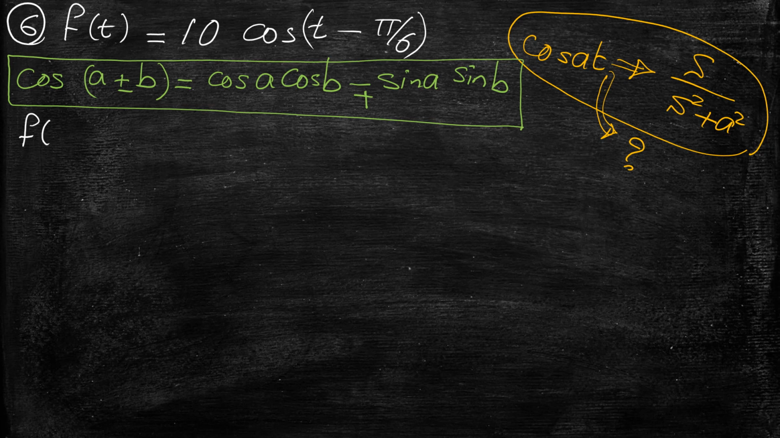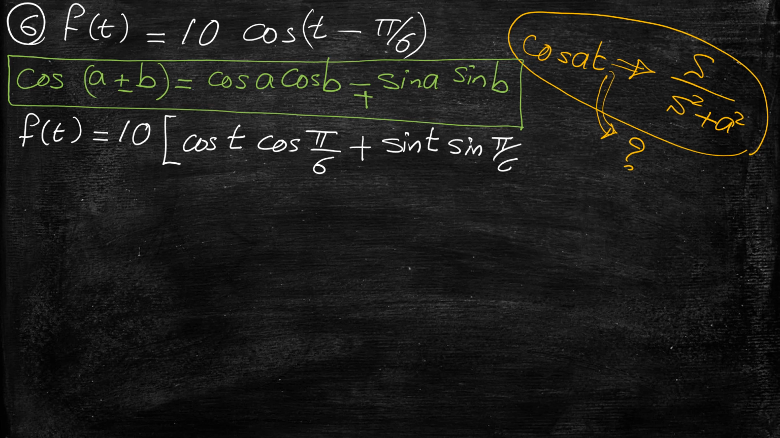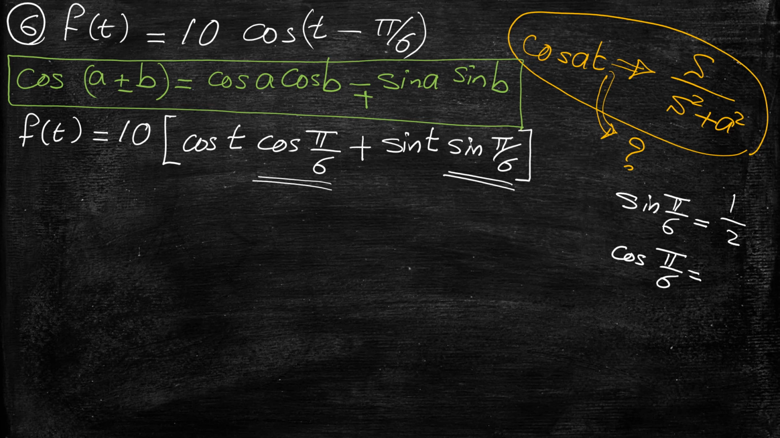So let's do it here. F of t will be equal 10, we'll end up with cosine t cosine pi over 6. And this minus will be here plus sine t sine pi over 6. Again, we need to get these constants, cosine pi over 6 and sine pi over 6, which in radian is, in degrees, 30 degrees. So sine pi over 6 and cosine pi over 6, this one is half, and this one root 3 over 2. If you don't remember, just use your calculator. You can get it very quickly.